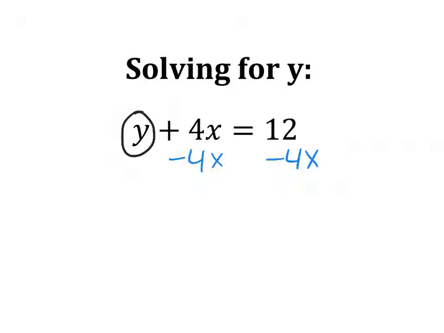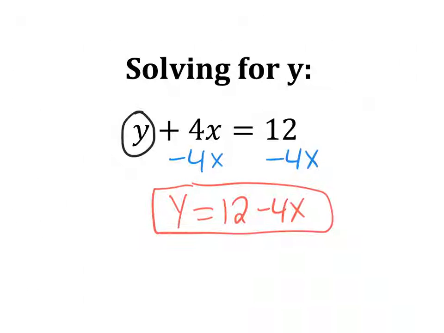Can I combine the 12 and the 4x? No, because they are not like terms. So we're just left with y equals 12 minus 4x. And y is by itself. So we're good.